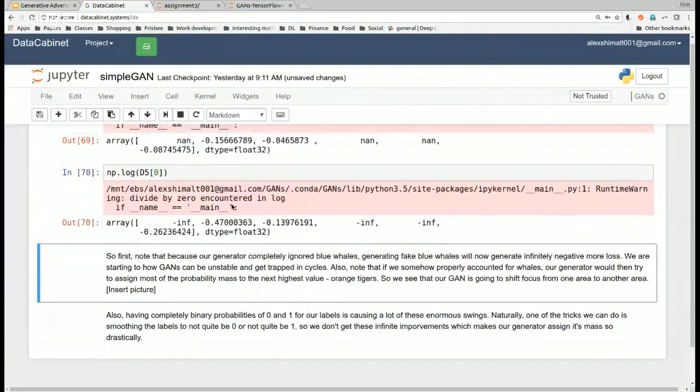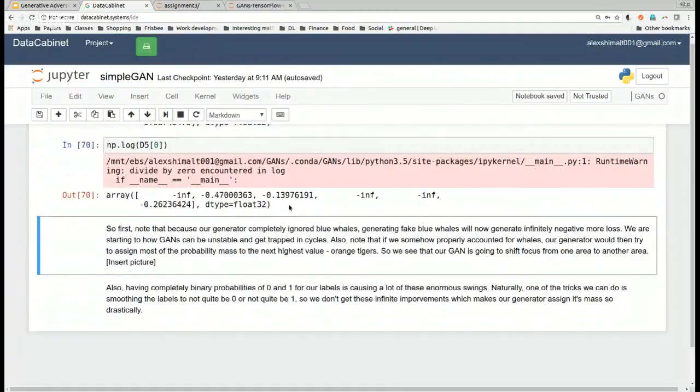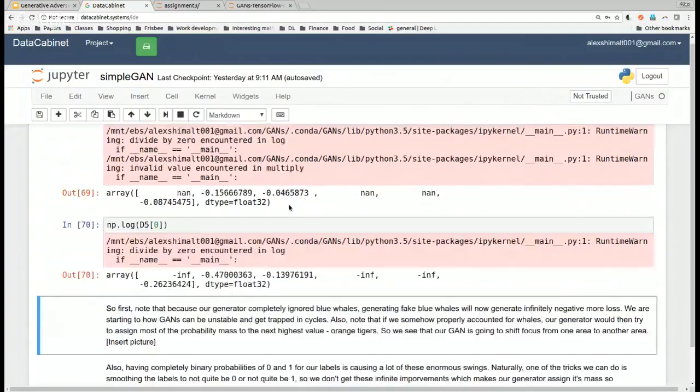But what we can see here is what ended up happening is that our generator completely ignored blue whales, and now our fake blue whales will have, sorry.